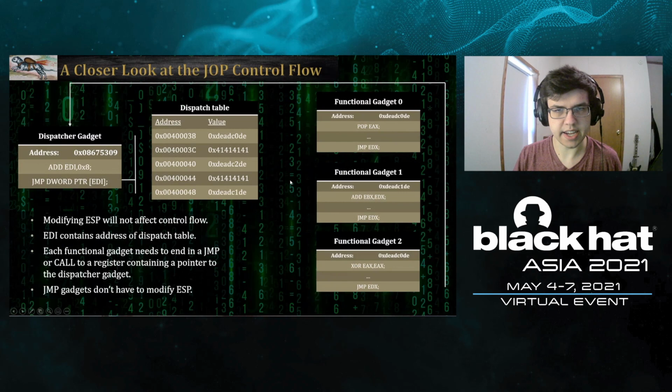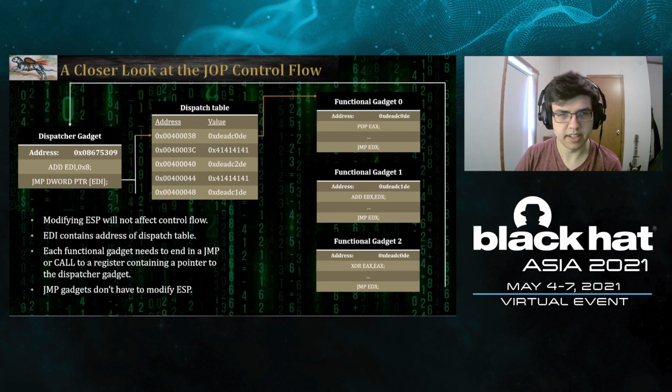So we'll take another look at our JOP control flow here. We have a diagram similar to before, however, maybe a little bit more in-depth. We have our dispatcher gadget on the left, our dispatch table in the middle, and our functional gadgets on the right. So our dispatcher gadget is using EDI to store the address of our dispatch table. That jump dereference EDI is going to bring us to a functional gadget based on what is in our dispatch table. So our functional gadget will end in a jump EDX in this example because EDX is holding the address of our dispatcher gadget.